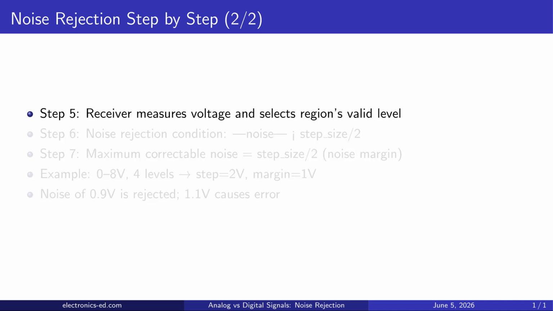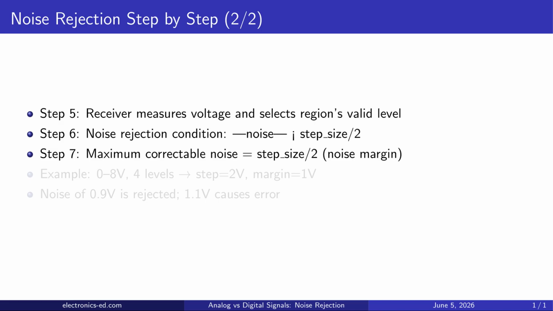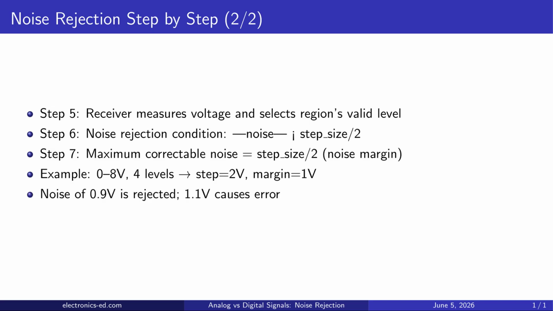Step 5. The receiver measures the voltage and picks the valid level associated with that region. Step 6. Noise is successfully rejected if the absolute noise is less than half the step size. Step 7. The maximum correctable noise, also called the noise margin, is exactly step size divided by 2. For example, 0 to 8 volts with 4 levels gives a step of 2 volts and a margin of 1 volt. So noise of 0.9 volts is rejected, but noise of 1.1 volts would cause an error.